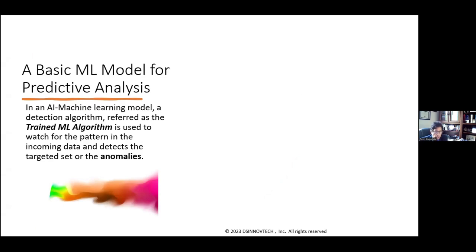So let's start with the predictive analysis that people are using, and we are using, with machine learning. We always refer to this kind of detection algorithm as a trained algorithm that watches for patterns in an incoming data set so that we can target the values we are looking for, or look for any kind of anomalies. Later you'll see an example I have of applying this algorithm to detecting engine combustion. I think we'll show you that one.